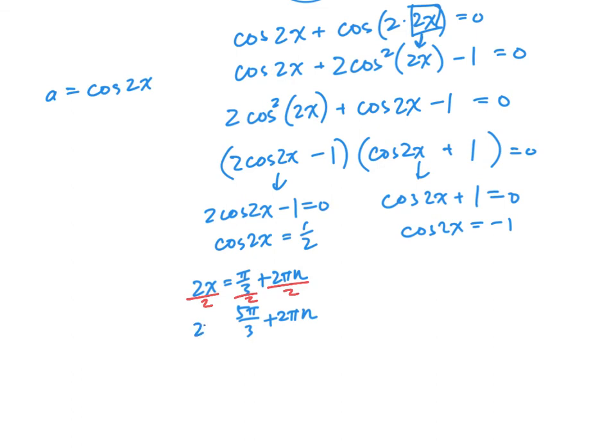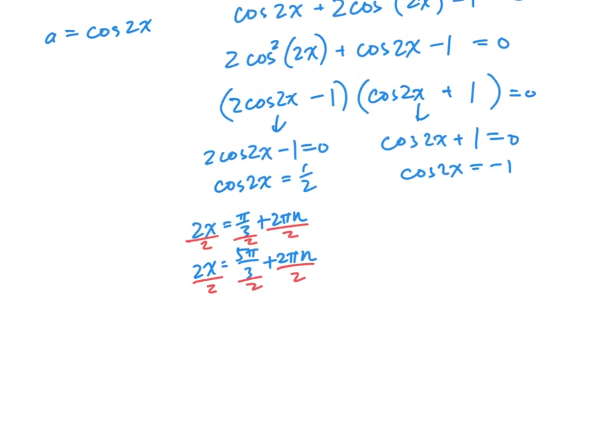Same thing here, 2x is equal to that. And then if I wanted to solve for x, I have to divide by 2. All right, so what does that mean? So the first one, x is equal to pi over 3 over 2, which is pi over 6. 2 pi n divided by 2 is pi n. And then the second one, 5 pi over 3 over 2 is 5 pi over 6, and then plus pi n.